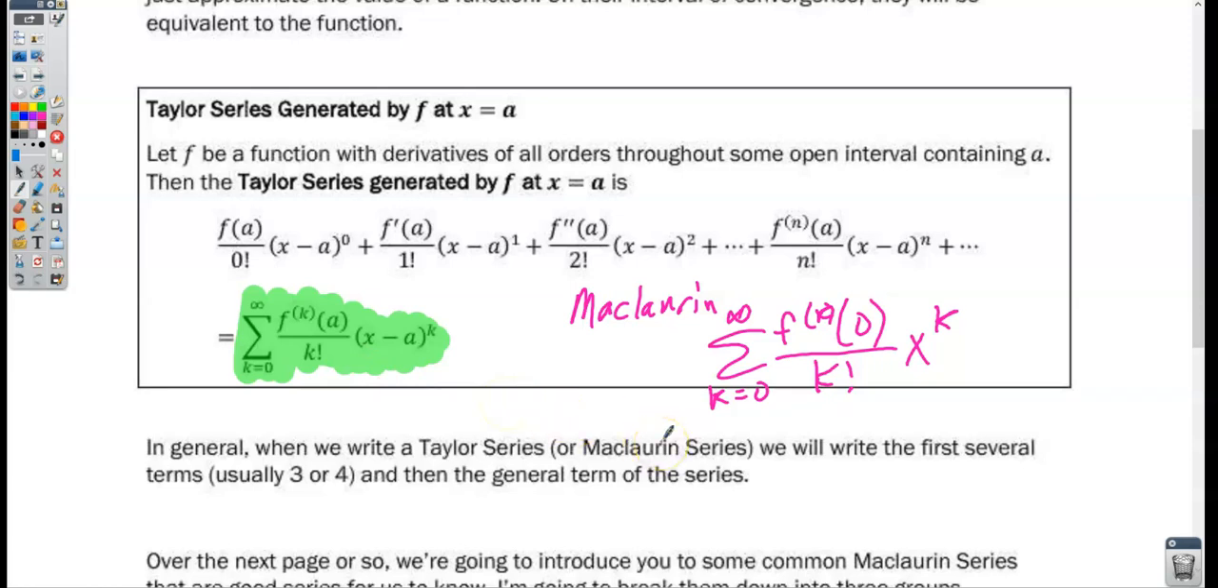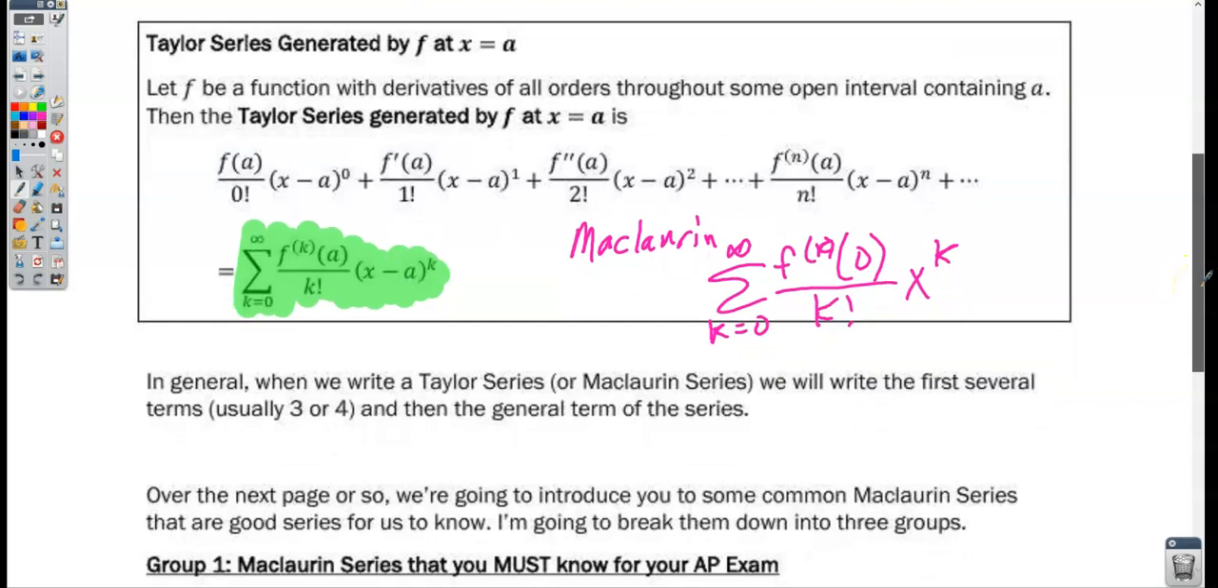But before we do that, one of the nicest things for us to do, and it's going to be our focus of some of this lesson and some of the next lesson as well, is to take well-known series and use those to be able to write infinite series for other functions. So over the next couple of pages, we're going to dig into some of the common Maclaurin series that it's good for you to know. I'm going to break them down into 3 categories. So let's look at some common Maclaurin series that every good calculus student should know.